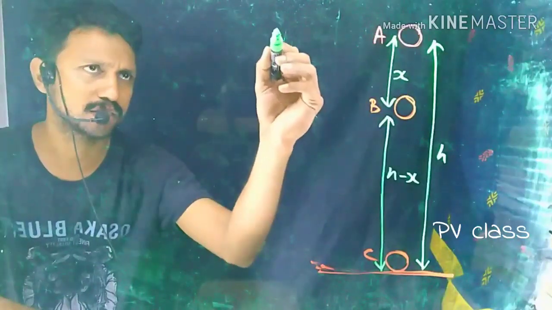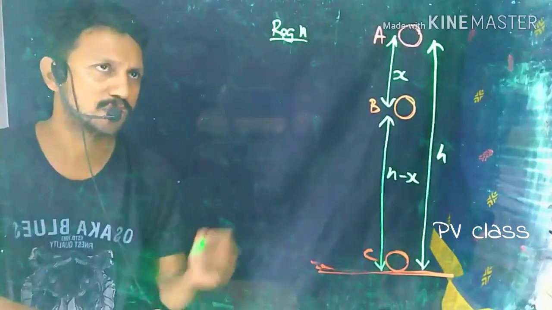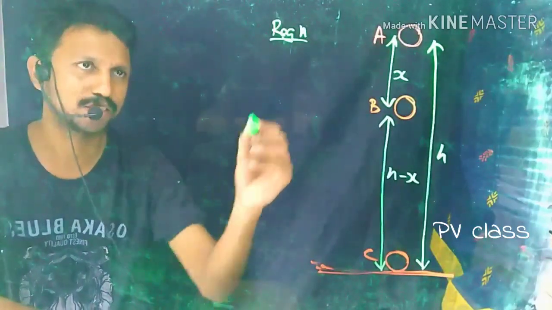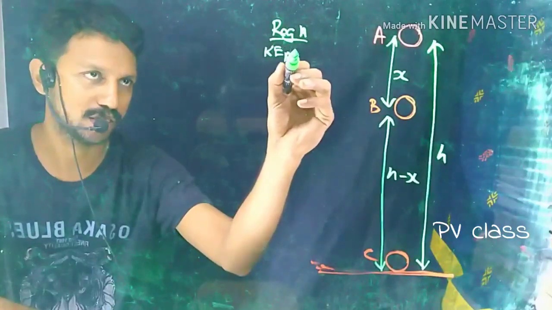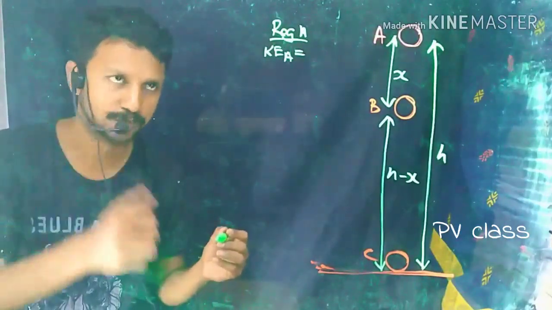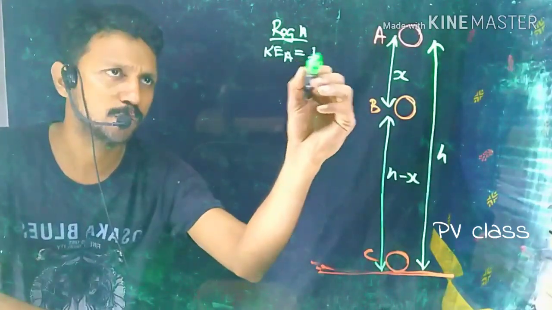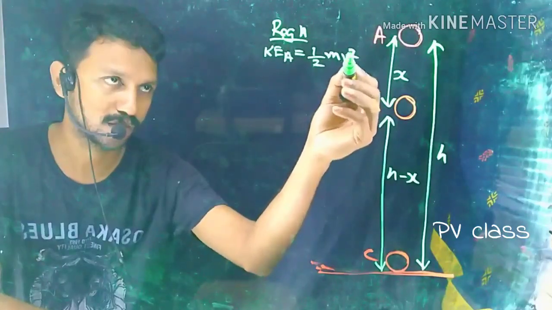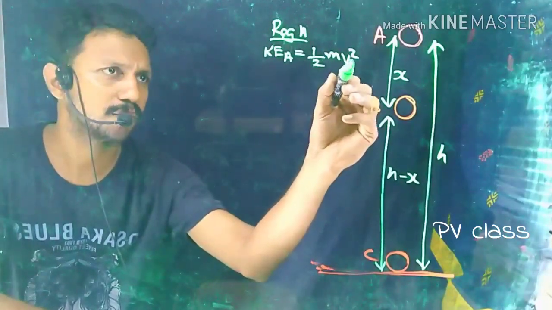Okay, then initially let's say we are going to find out the kinetic energy and potential energy at this point. That is, I'm writing region A. We're going to speak about the region A. Initially, let's find out the kinetic energy at region A. What's the expression for kinetic energy? The expression for kinetic energy, we know, is half mv square. Clear?